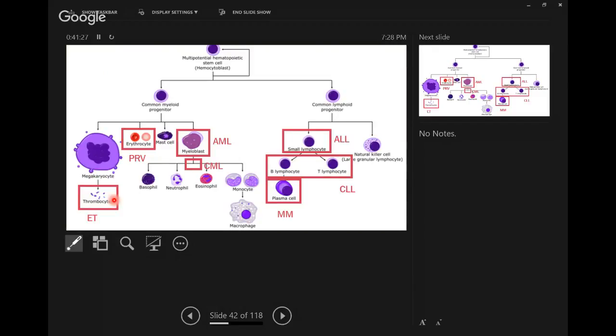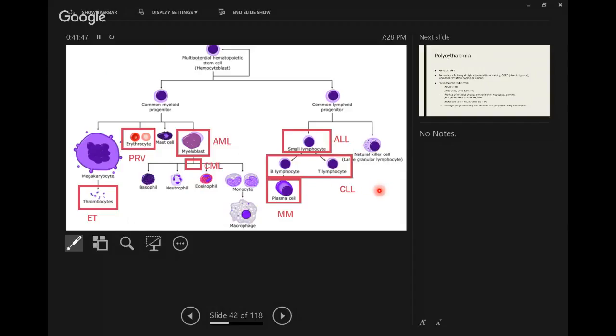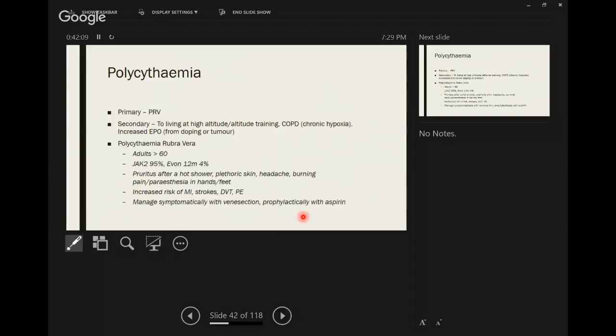And I like this graph because it actually shows you where all of them come from. So essential thrombocytosis is a problem with the thrombocytes, PRV, erythrocytes. AML comes from the myeloblasts, and there's actually a few steps in between, and that's where CML comes from. ALL comes from immature lymphocytes, and then B and T lymphocytes form your CLL, and then plasma cells form multiple myeloma. All my notes from last year are based off this graph because it puts it all in context, tells you where these cells were in their progression when they began. So it just makes it a little bit more altogether.